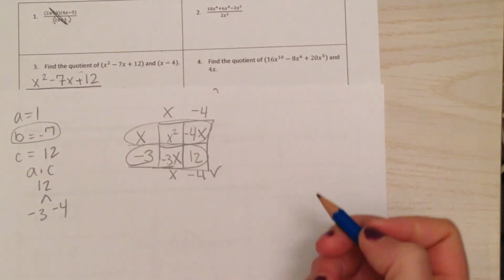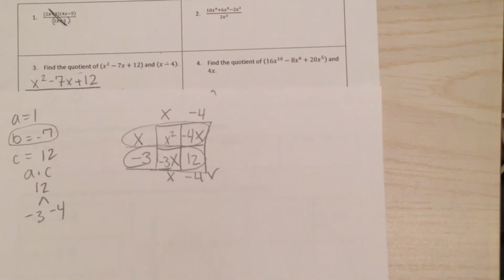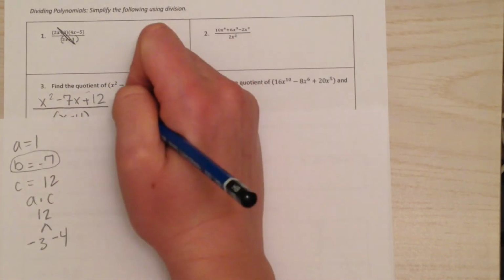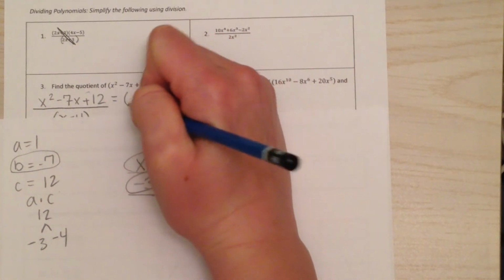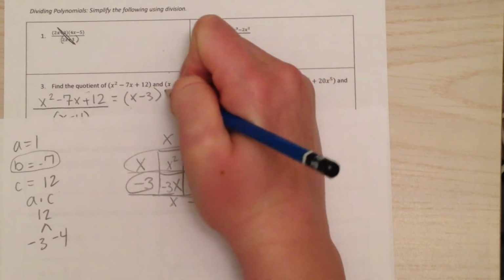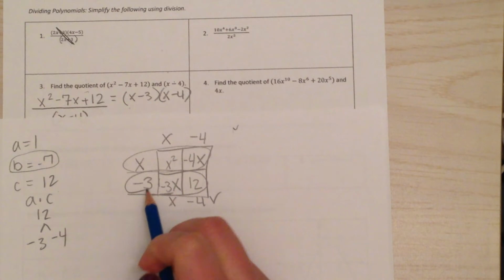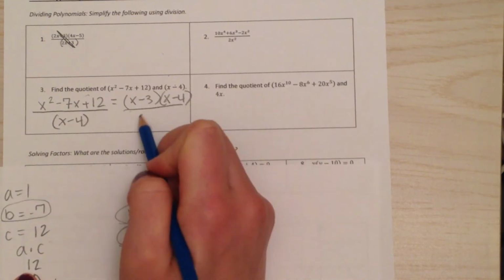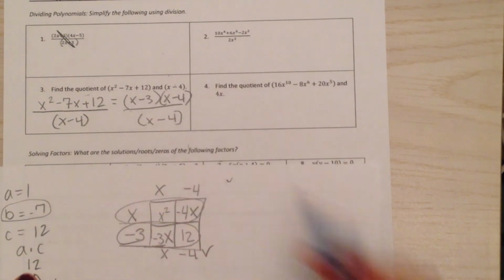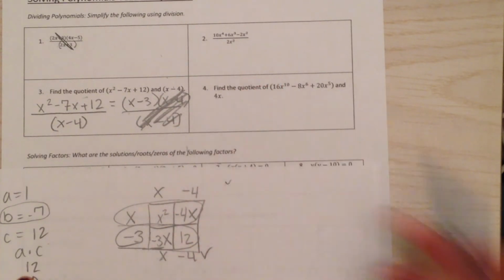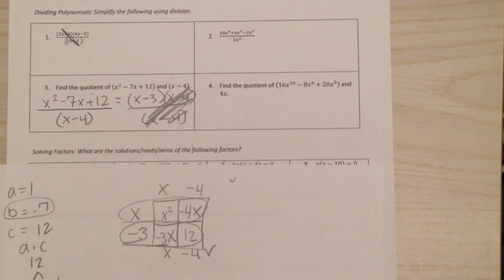So I found out that my polynomial right here was really equal to my two factors, x minus 3 and x minus 4. So I need to divide that by x minus 4. And we can see the cancellation. So your final answer would just be x minus 3.